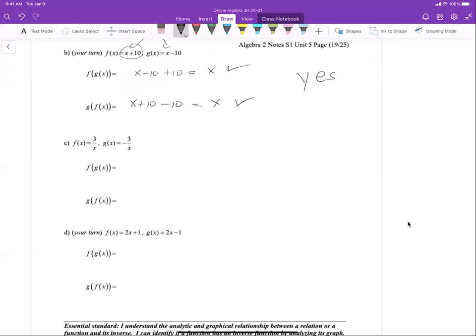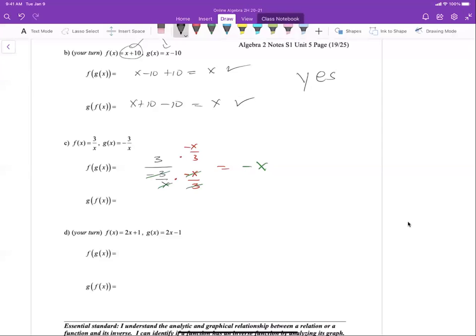C. I will put negative 3 over x. Okay. I need to simplify that. I can do so by multiplying both top and bottom by x. And I will get negative x. All right, how do I get that? Negative x. Well, negative 3 cancels, and I get negative x on top.